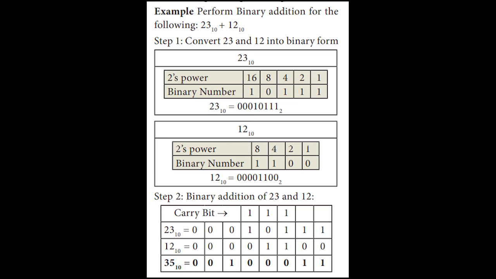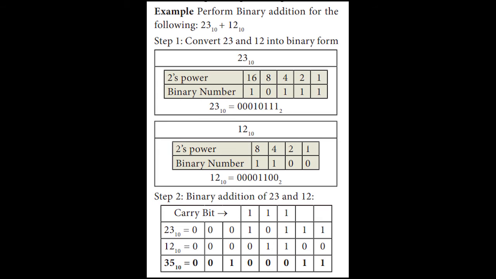Understood? Let's see an example for that. Convert 23 and 12 into binary form first. That is the first point. Then we will add those binary values together and we'll get an answer, right? That one we will convert into a decimal number and we'll get the answer. Okay, understood? Let's see this example in detail.